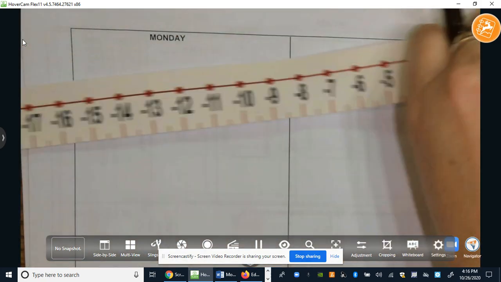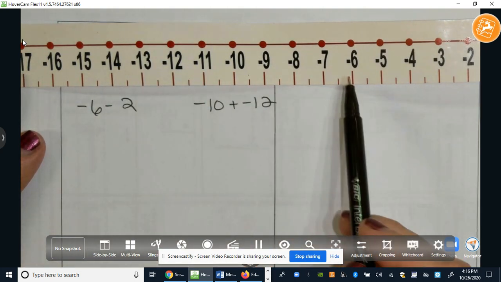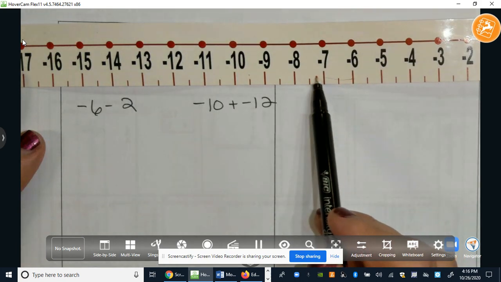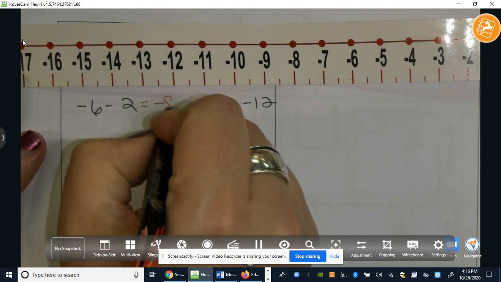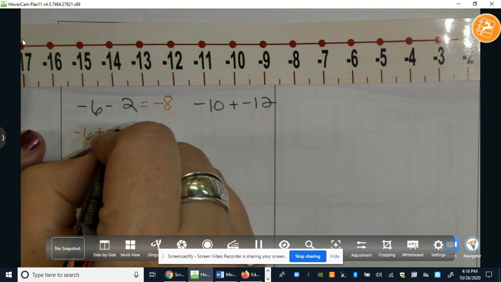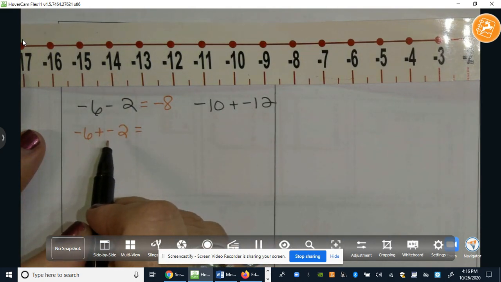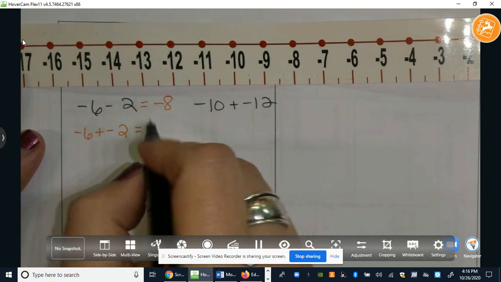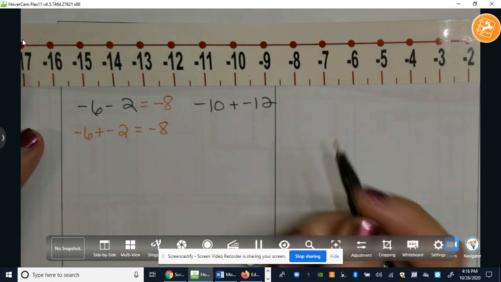I'm going to grab my number line just to show you. So I always start at the first number. So I'm at -6. So -6 is right here. Minus 2. So I'm going to take 2 away. So I got to go 2 left, which I end up at -8. You can also think of this as -6 plus a -2. So visualize, we have 6 red counters plus 2 red counters gives me a total of 8 red counters.